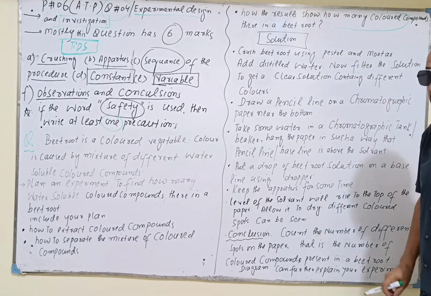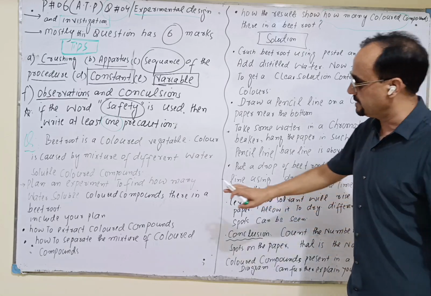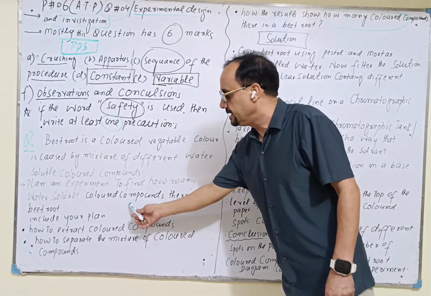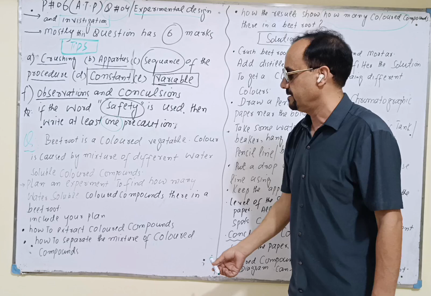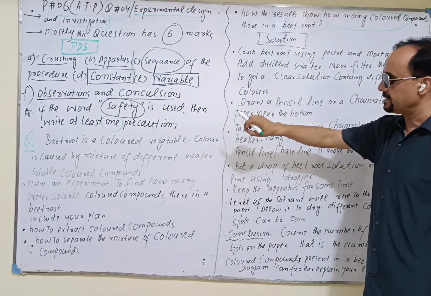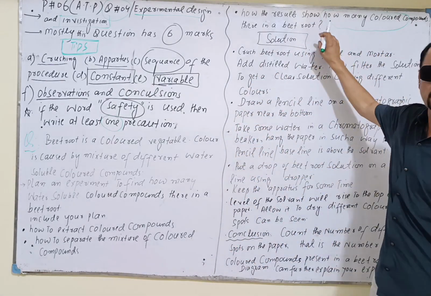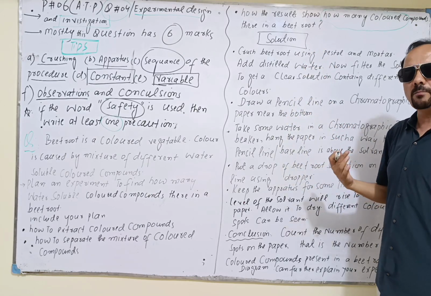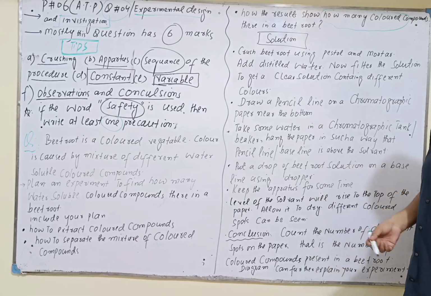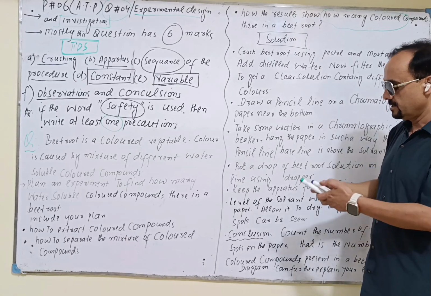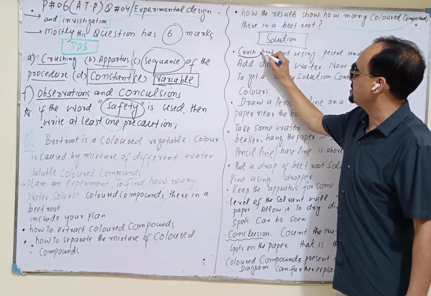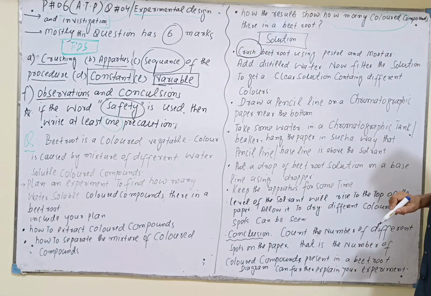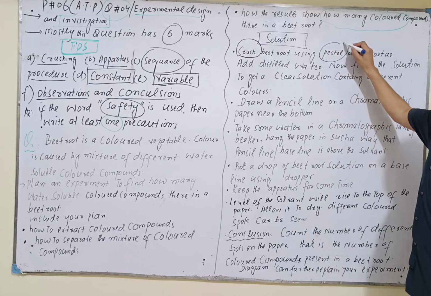So this is the question. Keep in mind, at the end of the question, 3 points are mostly given, and your answer should cover all these 3 points. So the examiner will give you the maximum marks then. Now the solution. You have a beetroot. So first, crush the beetroot. Now for crushing, what are we using? Pestle and mortar.